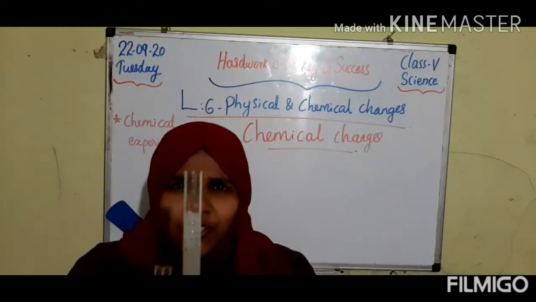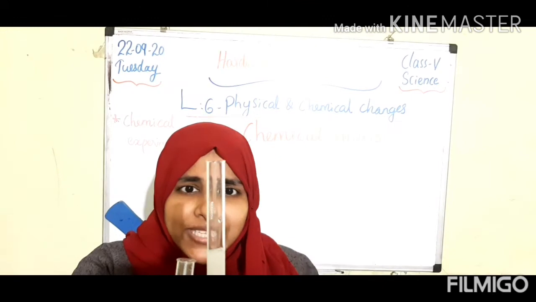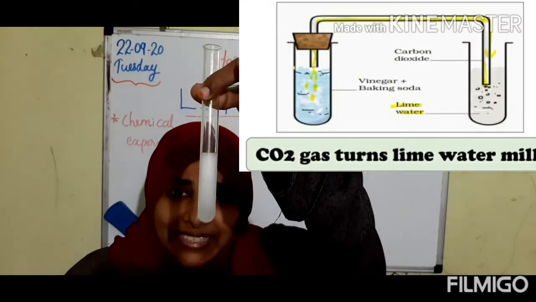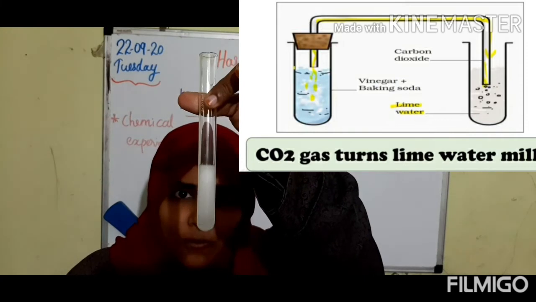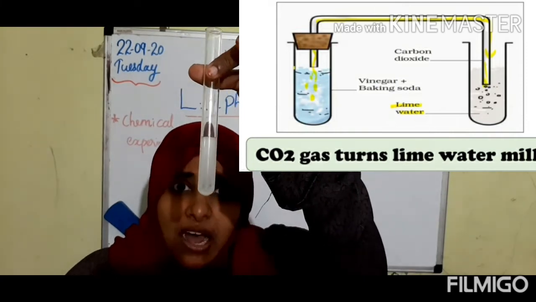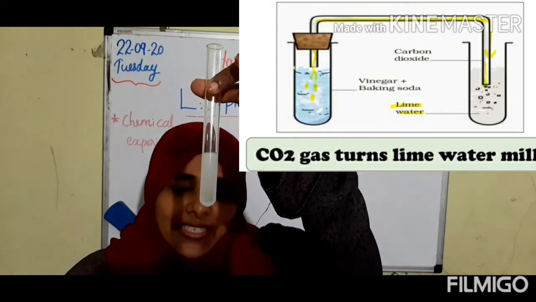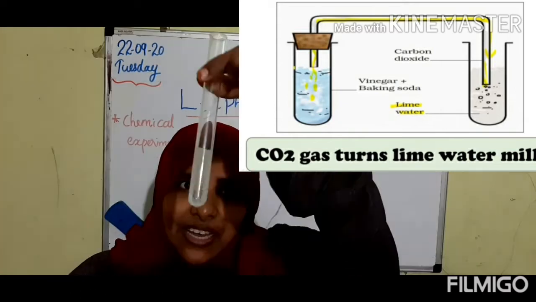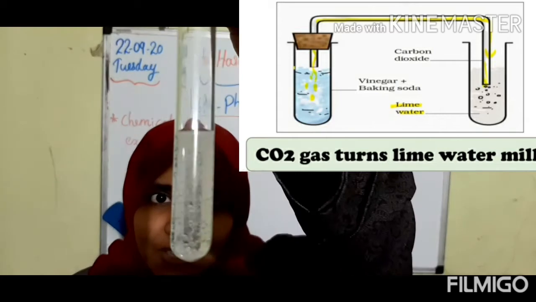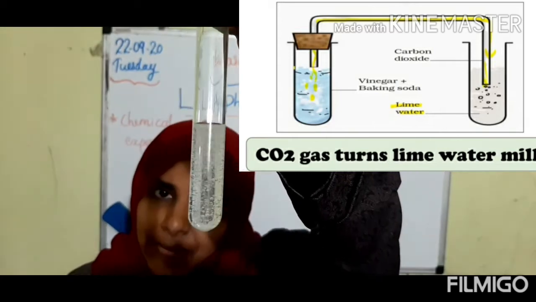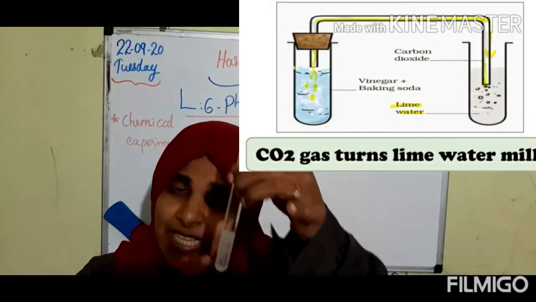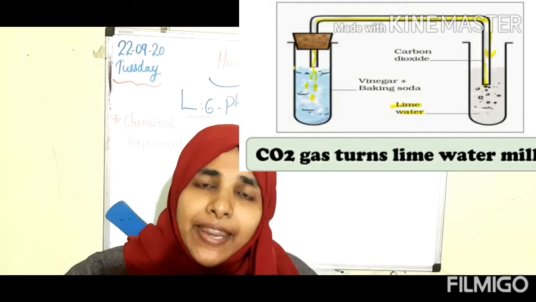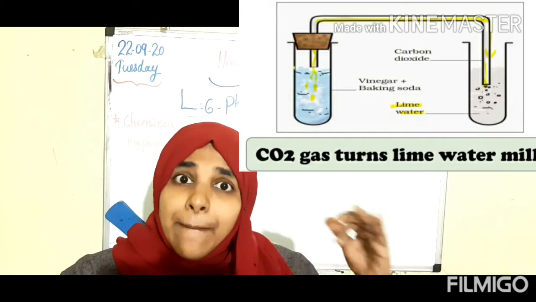Bubbles are formed, right? This is carbon dioxide bubbles. You can clearly see it here, bubbles are formed. These bubbles are actually carbon dioxide. Okay, so this is one chemical reaction. When I pass this carbon dioxide into freshly prepared lime water, what will happen? The lime water becomes milky.